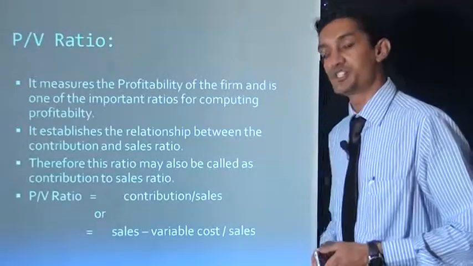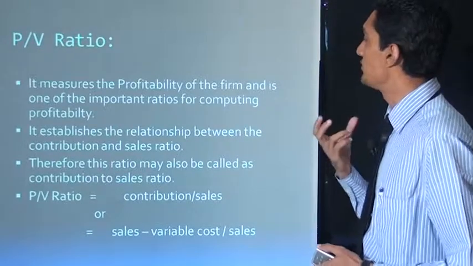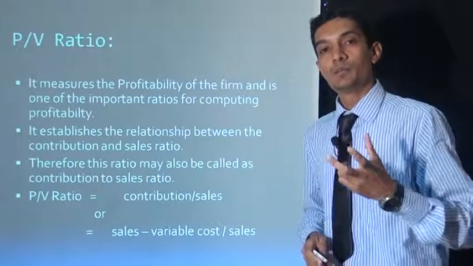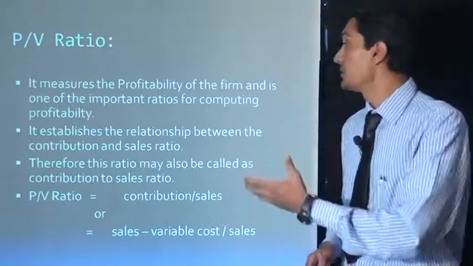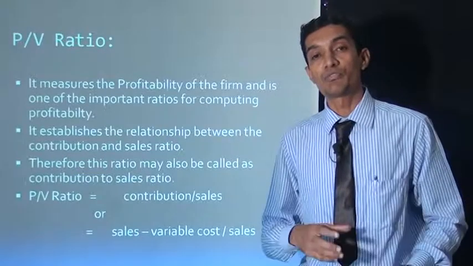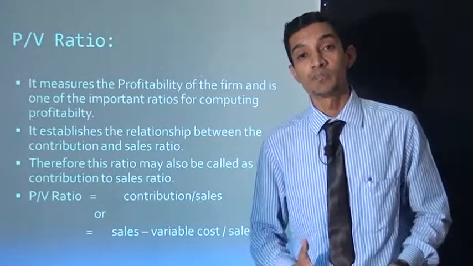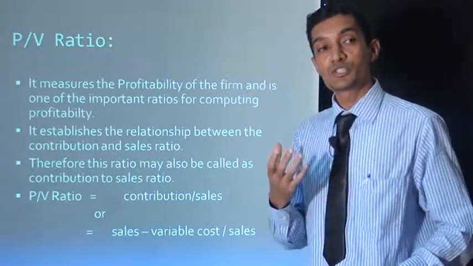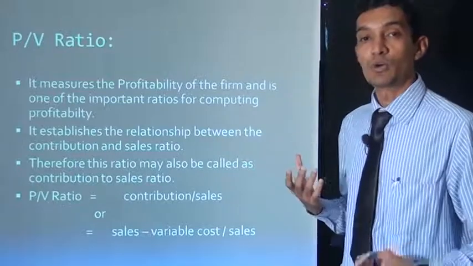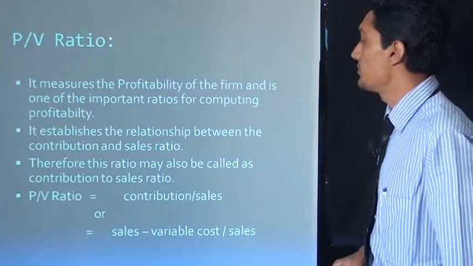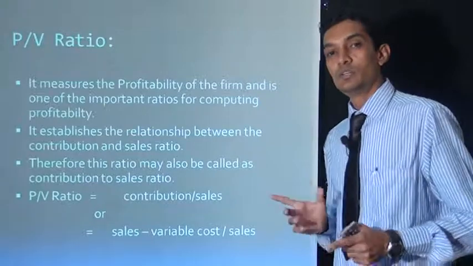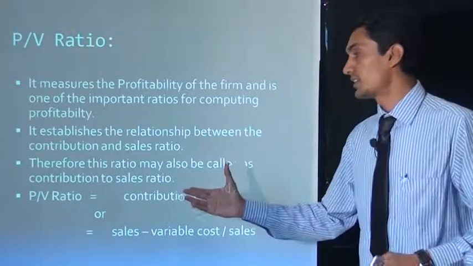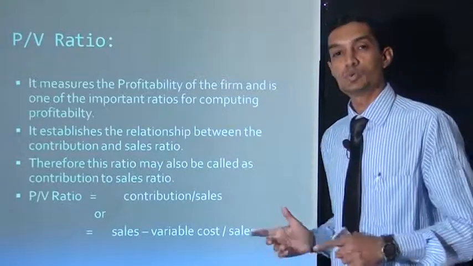First is the PV ratio. It measures the profitability of the firm and is one of the important ratios for computing profitability. It shows what kind of profit the firm is earning. It establishes the relationship between contribution and sales. This ratio is also known as the contribution to sales ratio.